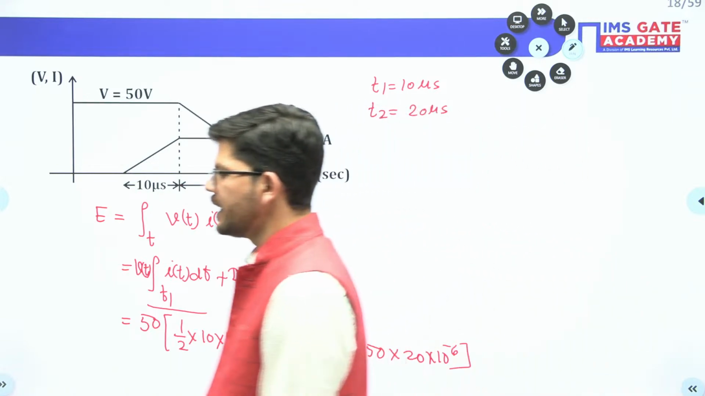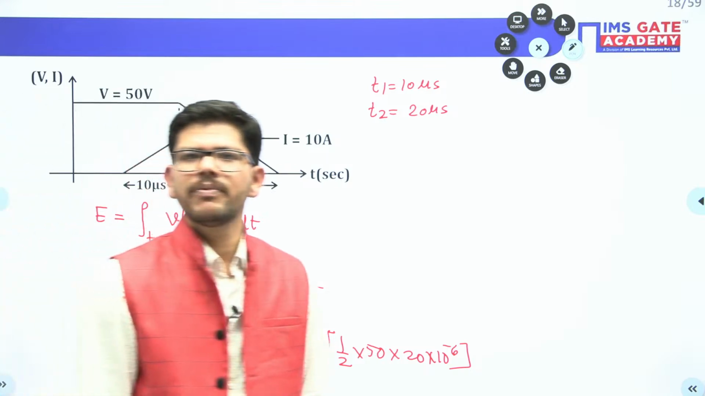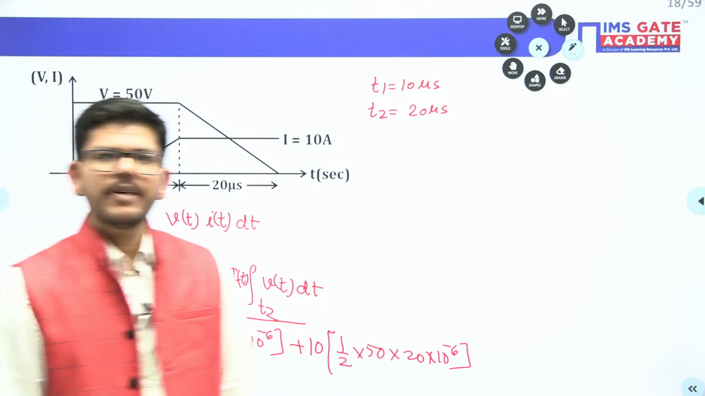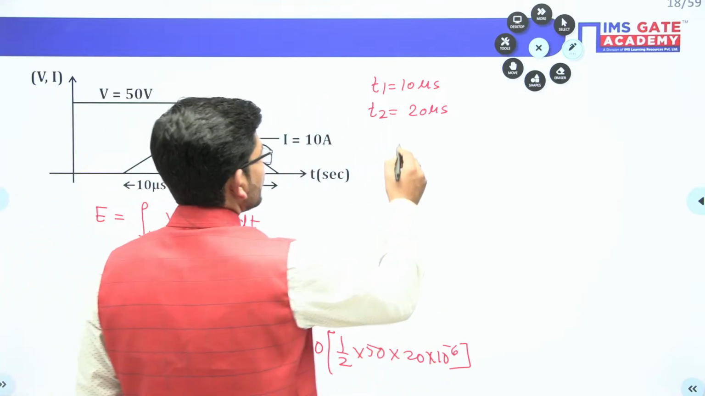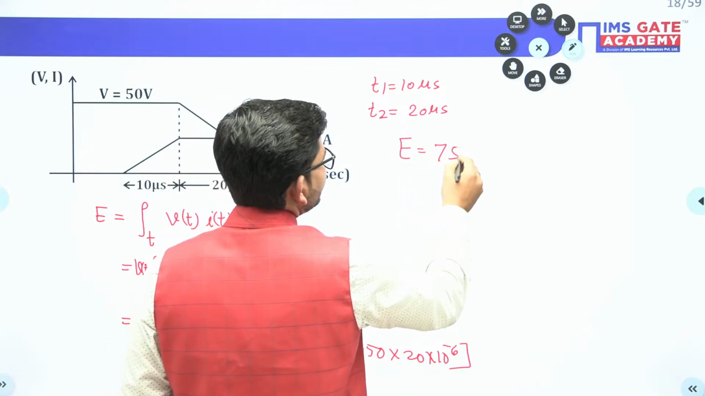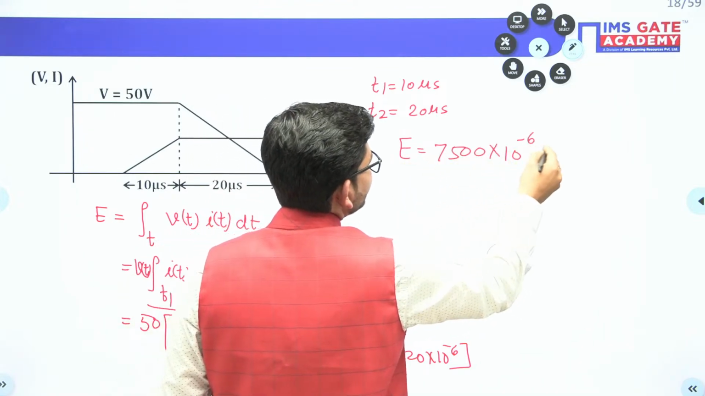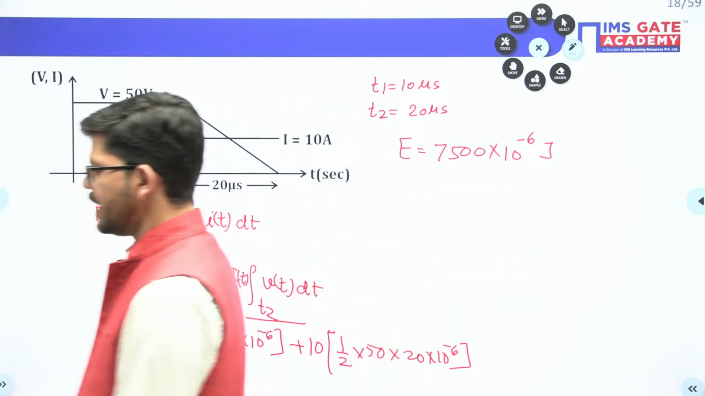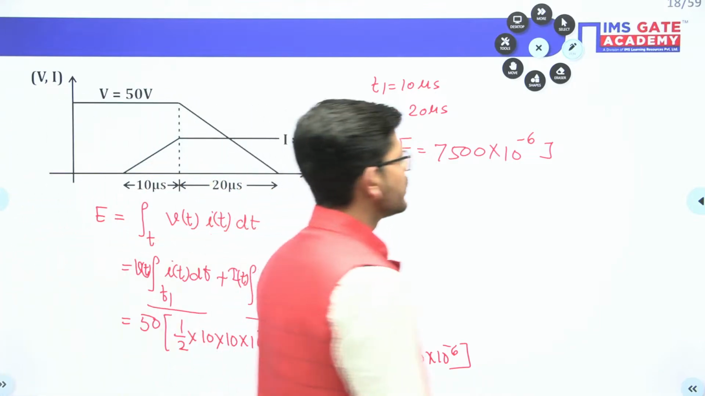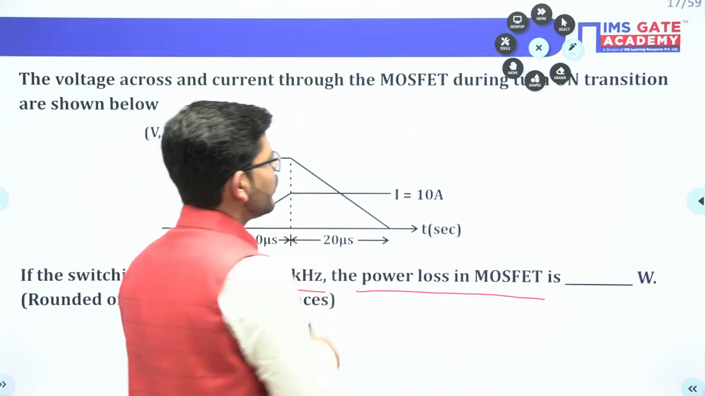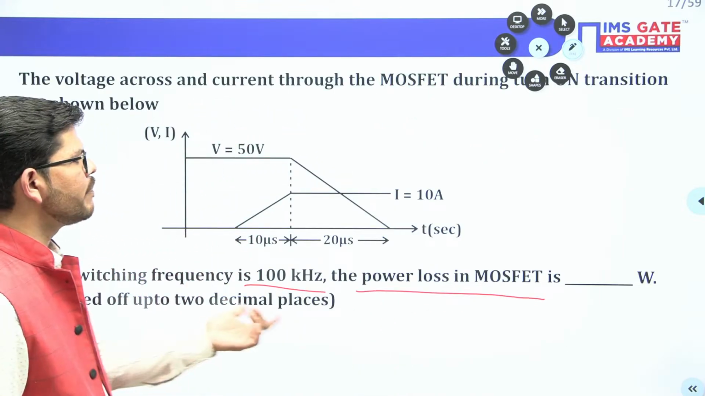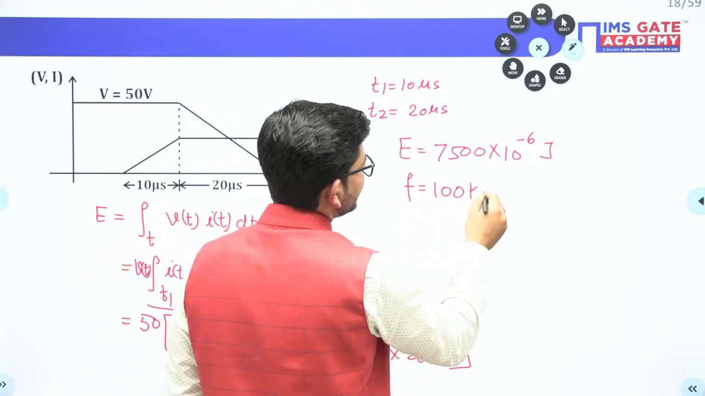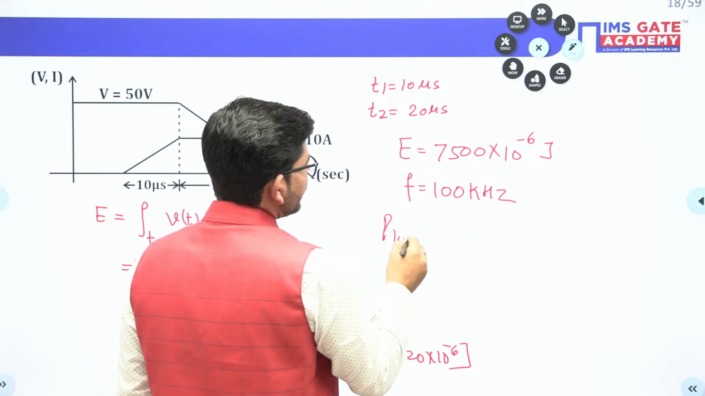Naru has already solved it, and Naru is saying 7.5 millijoule or megajoule. What answer I am having is 7500 into 10 to the power minus 6 joule. Okay. But we have to calculate not the energy, it's the power loss, and the frequency is 100 kilohertz. So the frequency given to us is 100 kilohertz, and the power loss we have to calculate.